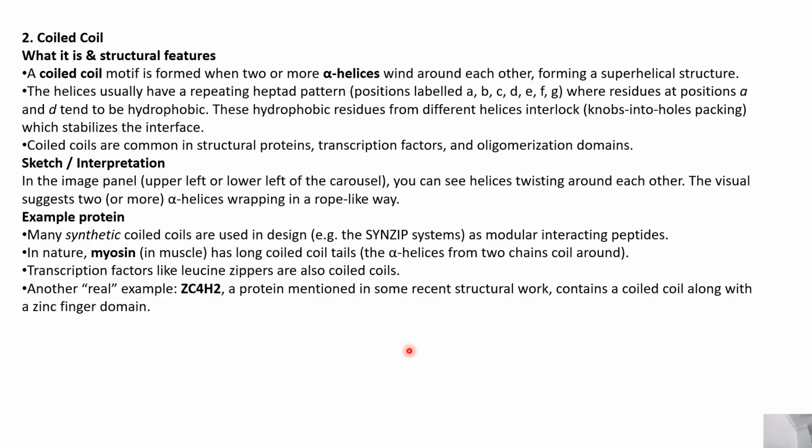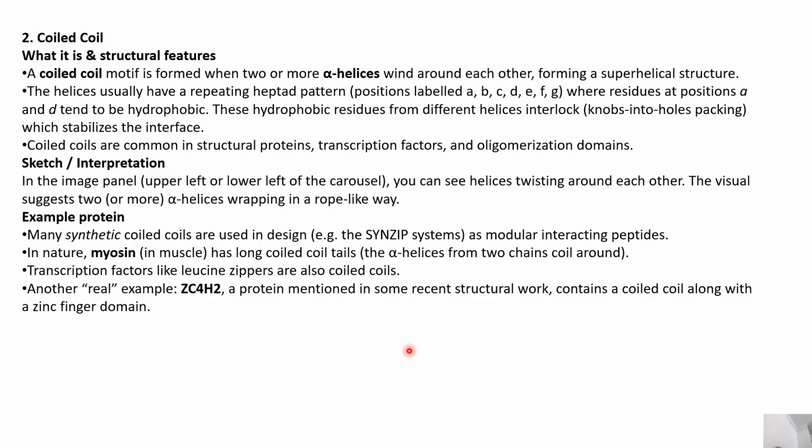So coil is formed when 2 or more alpha helices wind around each other, forming a superhelical structure. The helices usually have a repeating heptad pattern where residues at positions E and D tend to be hydrophobic, and these hydrophobic residues from different helices interlock like knobs into holes packing, which stabilizes the interface. And coils are common in structural proteins, transcription factors, and oligomerization domains.